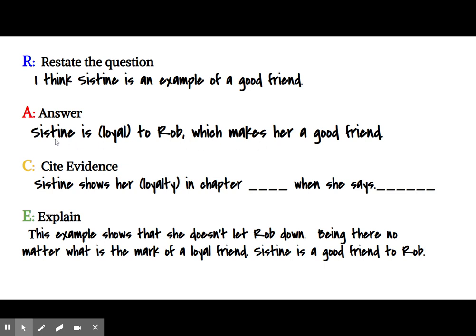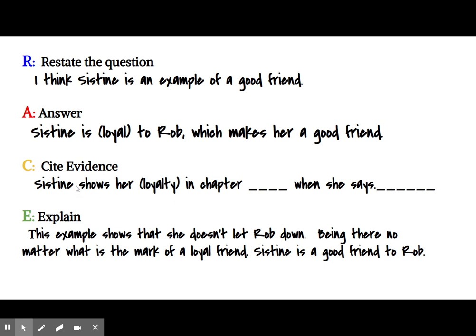Something to that effect. For my third sentence, it's asking for me to cite evidence. That's part 3. So then I would go back to the story. I would find a place in the story where Sistine shows that she's loyal. Sistine shows her loyalty in chapter 16 when she asks Rob about his mom, something like that. So this is where you plug in your evidence. Now, for those of you who know how to use a direct quote, go for it. Just don't forget the quotation marks. If you don't, then it's okay to just use an example at this time.